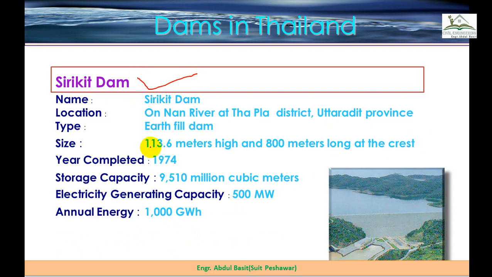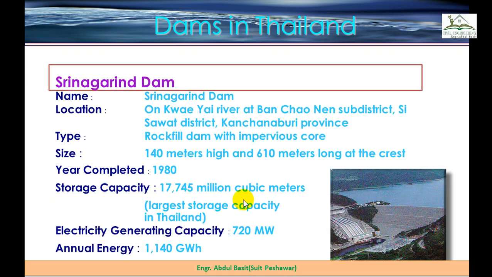Sirikit Dam is also one of the examples of that mega structure. You can see it here in the picture, and the rest of the details are given. And this is Serengeti Dam, and this is also one of the earthwork dams. If I'm not wrong, its location is Yai River, that is in Swat district in Pakistan. So this is one of their structures.